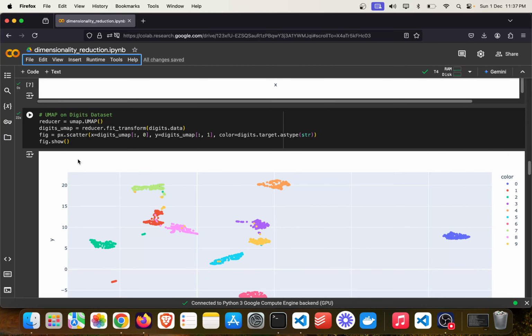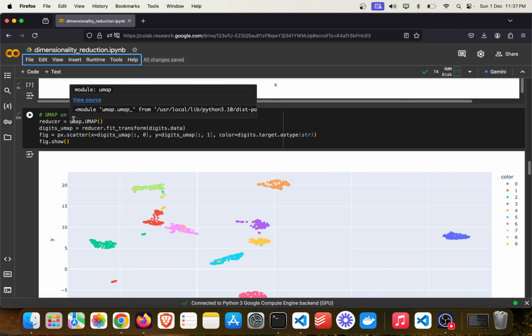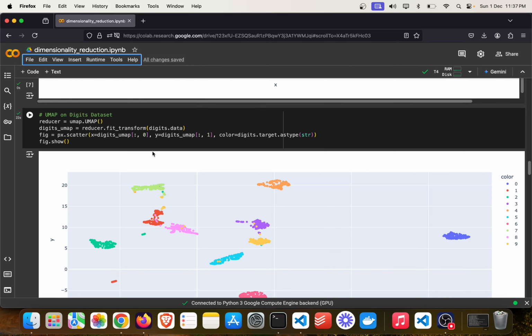The next technique is the UMAP technique. It stands for Uniform Manifold Approximation and Projection. It reduces the dimensions while preserving the general structure in the dataset. So we will be applying it on the digits dataset.